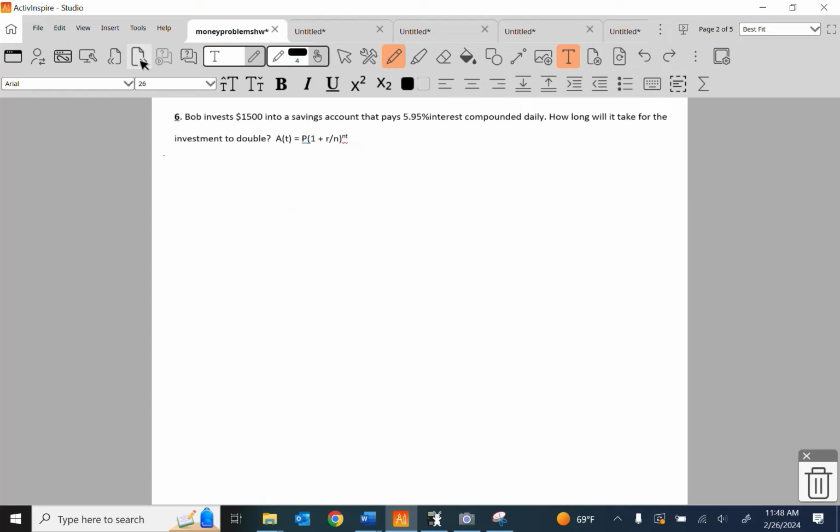Moving on to 6. Bob invests $1,500 into a savings account that pays 5.95% interest compounded daily. How long will it take for the investment to double? And I gave you the layout here. Now that's the thing. His principal is $1,500. If it doubles, which by the way is A sub t, it's going to be $3,000. And I just want to know how long it takes to double.